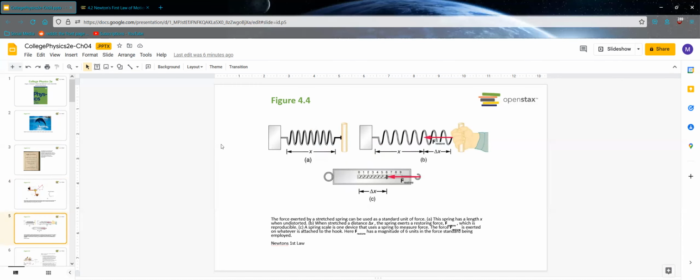Cool. So that's free body diagrams. You've probably been doing them already, but that's the name of them in case you didn't know.